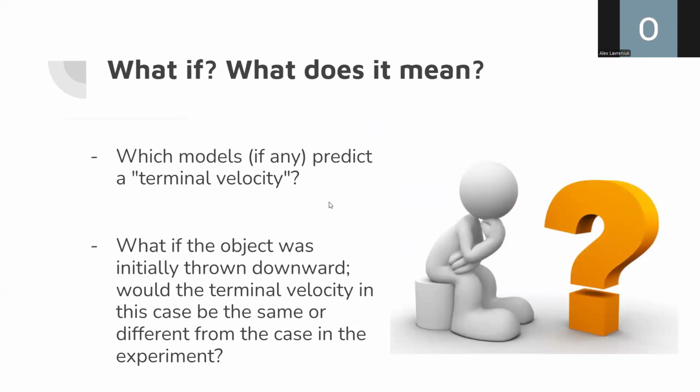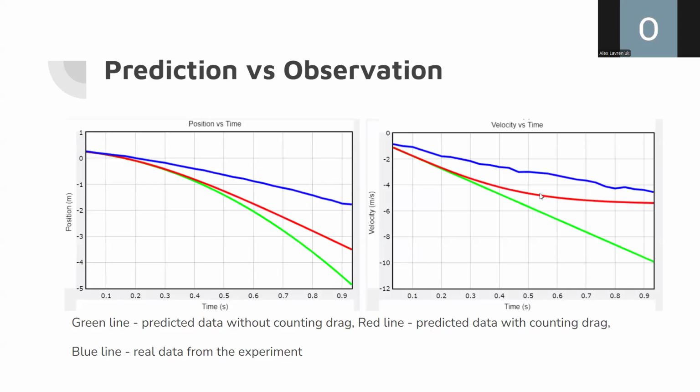And as we can see, let's go over the questions. Which models, if any, predict the terminal velocity? As we can see, the red one, the prediction counting drag, predicts terminal velocity because terminal velocity is achieved due to the drag. And it predicts it quite nicely, starting from, I would say, 0.7 seconds in time.